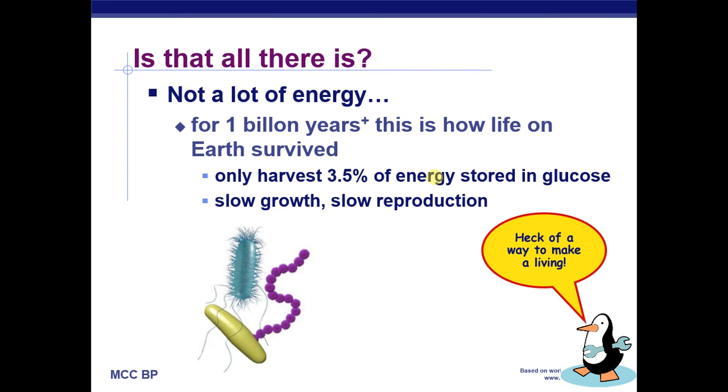So the idea is that's not a lot of energy. But for 1 billion years, this is how life on Earth survived, only harvesting about 3.5% of the energy that's stored in glucose. Because of that, organisms alive at that time, mainly single-celled prokaryotic organisms, grew very, very slowly and reproduced very, very slowly because there wasn't a lot of energy for them to use.